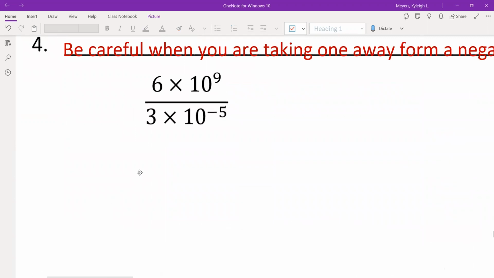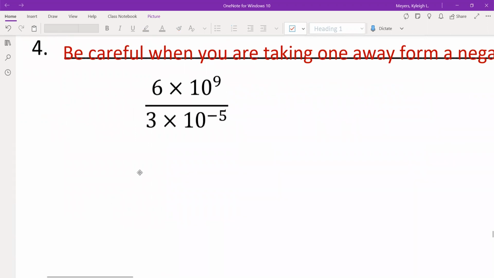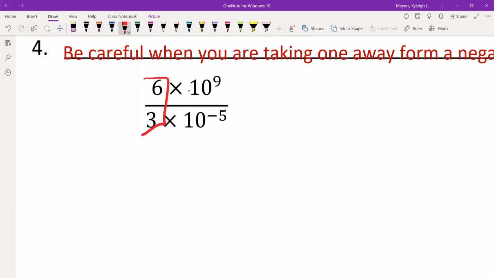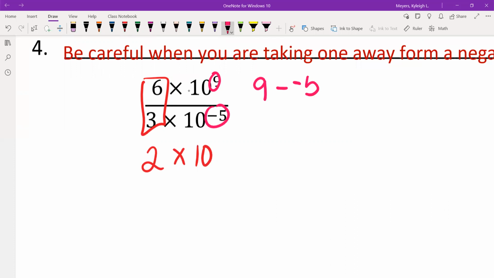So the first thing we said we need to do is to divide our whole numbers, so we're dividing 6 and 3. What's 6 divided by 3? 6 divided by 3 is 2, and we write just times 10. And then we have to subtract these numbers, right? So what's 9 minus negative 5? Well, we do keep, change. That's really 9 plus 5, so it's 2 times 10 to the 14th power then. Okay?